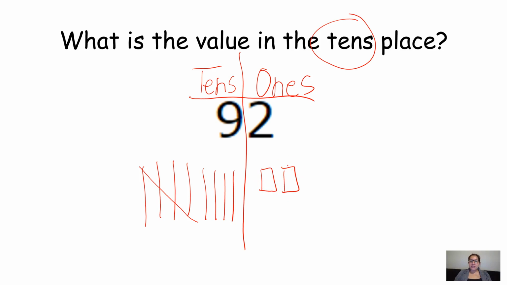So let's count to see what is the value for the tens place. We're counting by tens. 10, 20, 30, 40, 50, 60, 70, 80, 90. So the value in the tens place is 90.